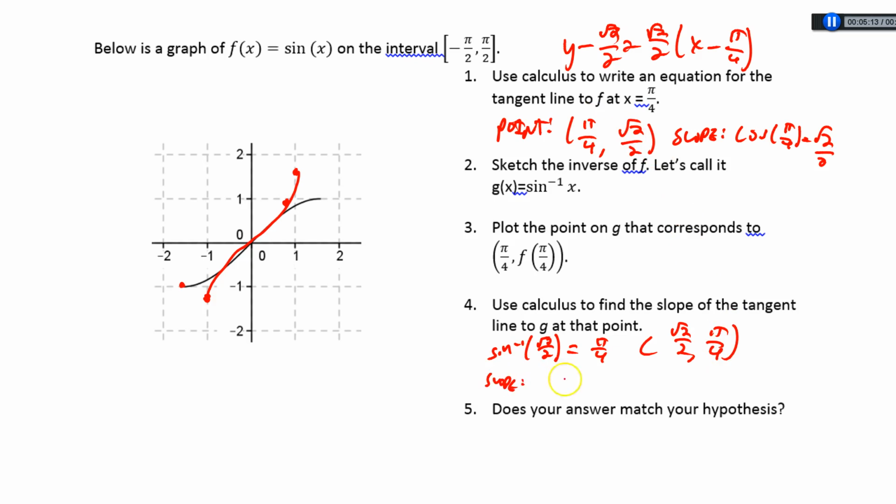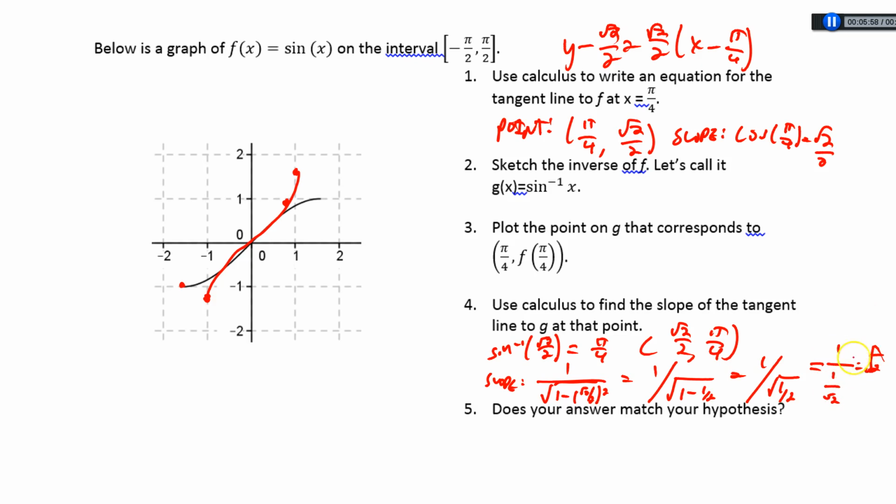And our slope is going to be 1 over the square root of 1 minus x squared. So 1 minus root 2 over 2 squared. So that's going to be 1 over the square root of 1 minus, root 2 over 2 squared is 2/4, which is 1/2. So this is 1 over the square root of 1 minus 1/2, which is 1/2. So that is what? Root 2 altogether. So that's 1 over root 2 over 2. Nope, I don't want to write it that way. So this would be 1 over root 2. So the reciprocal is root 2.